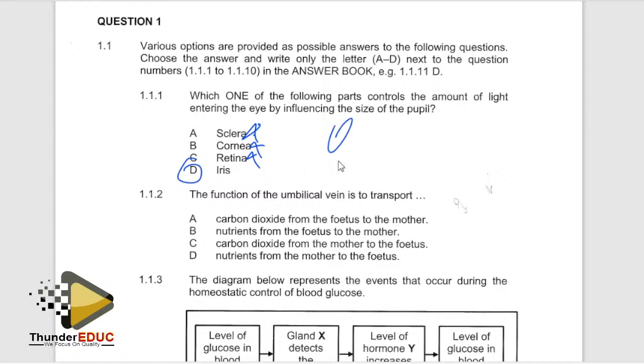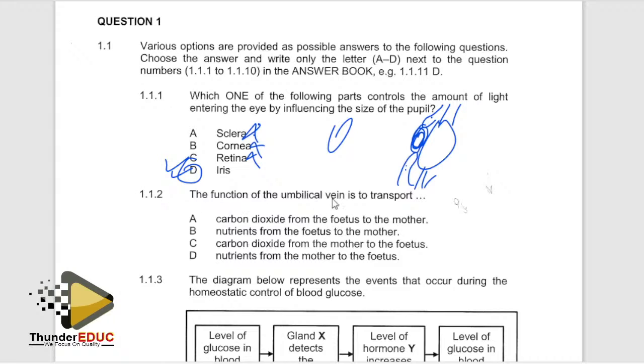Remember, I'm not going to explain that much. Remember, the eye looks like that, and then you have that. This space is what we call the pupil, which is where the amount of light is supposed to enter. But what controls it is this, the iris. So D becomes the most correct answer.